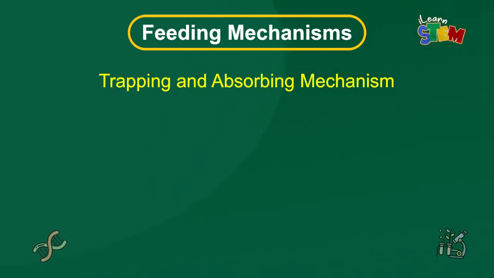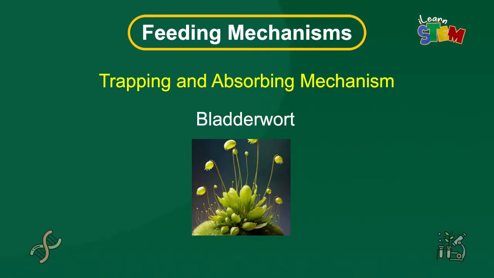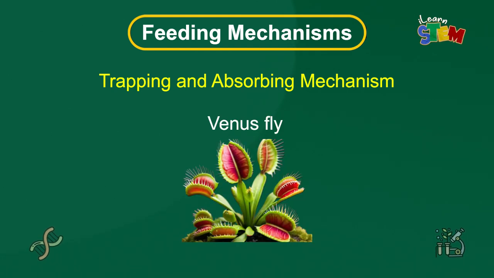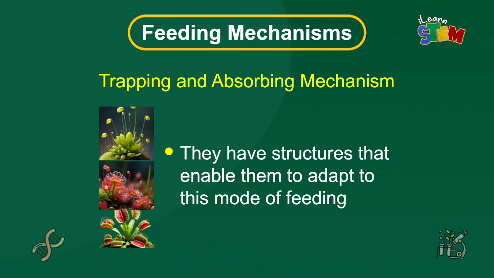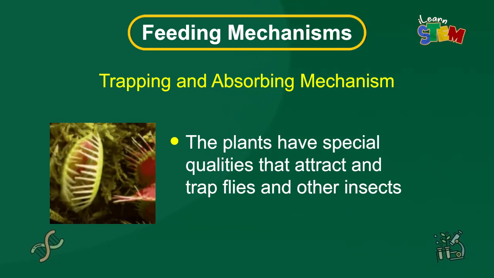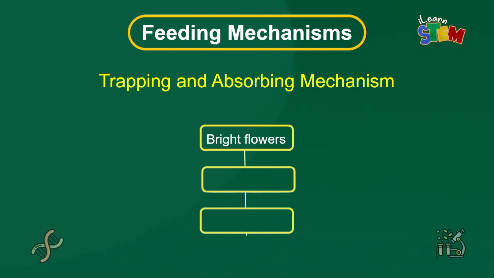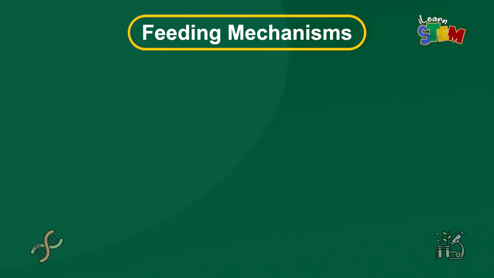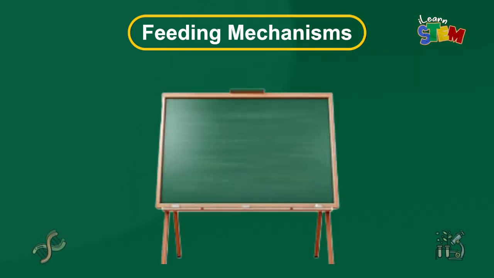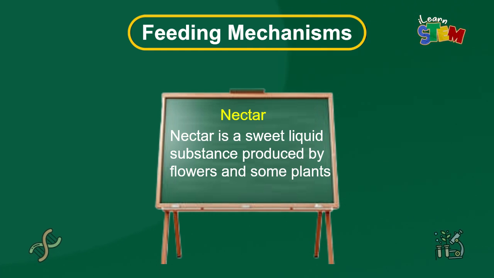This kind of mechanism is common among insectivorous or carnivorous plants such as bladderwort, sundew, Venus fly trap, and others. They have structures that enable them to adapt to this mode of feeding. The plants have special qualities that attract and trap flies and other insects. Such qualities are bright flowers, scent, and sugary nectar. If the word nectar is new to you, I will explain.